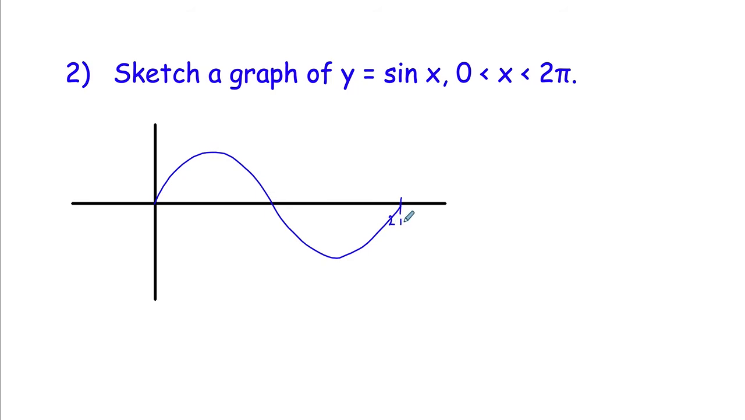So there's my 2 pi. Pi would go there. That value would be pi over 2. And this value would be 3 pi over 2. We should probably put the 1 and the minus 1 on as well. So that's the kind of thing I want you to get used to doing. I don't want you thinking 180, 360. I want you to be able to be as good at drawing in radians as you are at drawing in degrees.